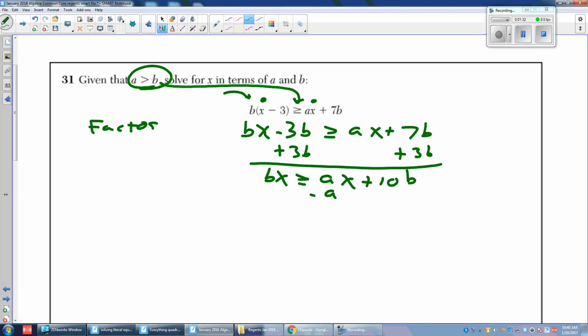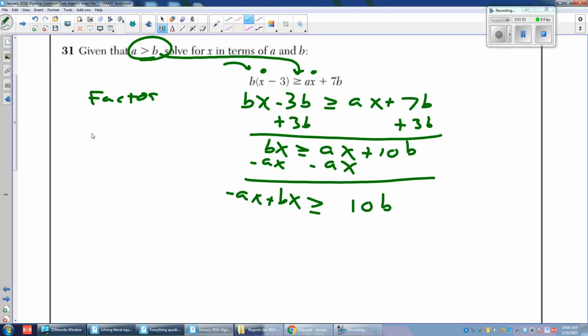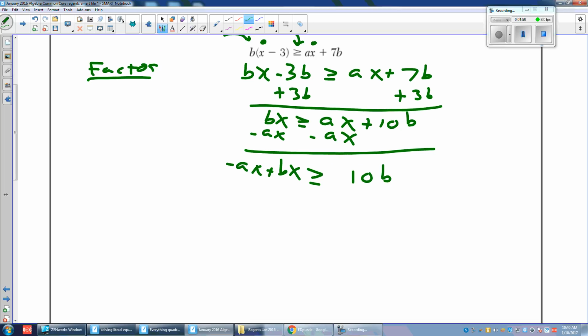Now I am going to get the x's on one side. I could have moved the bx over. Now I have negative ax plus bx is greater than or equal to 10b. Okay, we've done several of these. We want to factor, that's our goal. Our goal is to get x by itself. And since there's more than one x, we've got to get all the x's on one side, everything else on the other, and then we take out the greatest common factor, which is x.